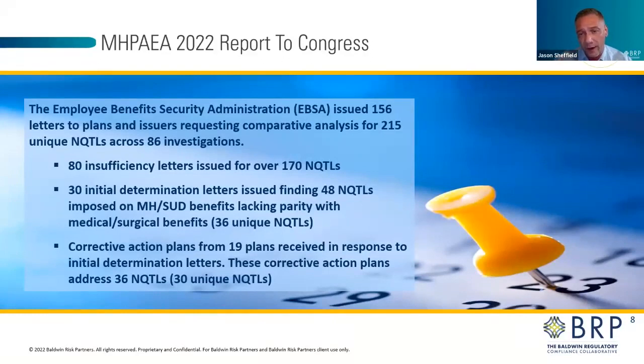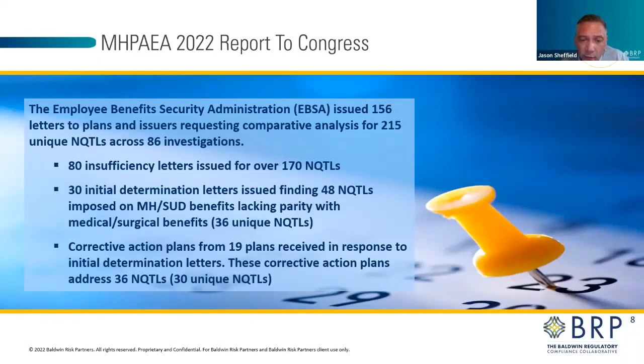So what they're looking at is, you've got 156 letters, across plans and insurers, and these arise from 86 different investigations. Within those 86 investigations, they looked at 215 different NQTLs. So some plans had multiple NQTLs, and some only had one or two. So we were looking for unique NQTLs across that base of investigations or plans. From that, in that report, we found out that the DOL issued 80 insufficiency letters related to 170 NQTLs. We're gonna explain NQTLs and go into a lot of definitions in just a bit, so you'll have a little more background on what this means.